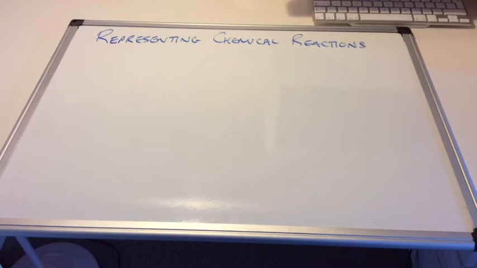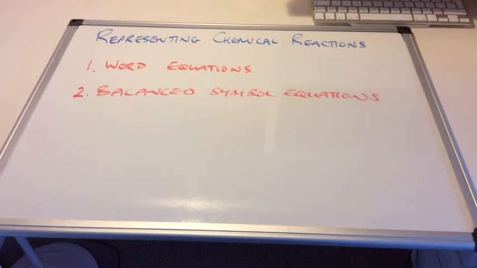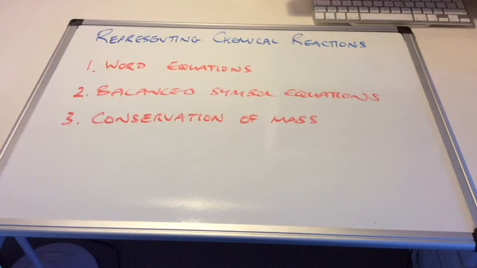In this second chemical reactions video, I'm going to look at how we represent the chemical reactions themselves. I'm going to start the video by looking at word equations, and then I'll take it to the next level by looking at balanced symbol equations, and we'll finish by looking at a very important theory, the conservation of mass.